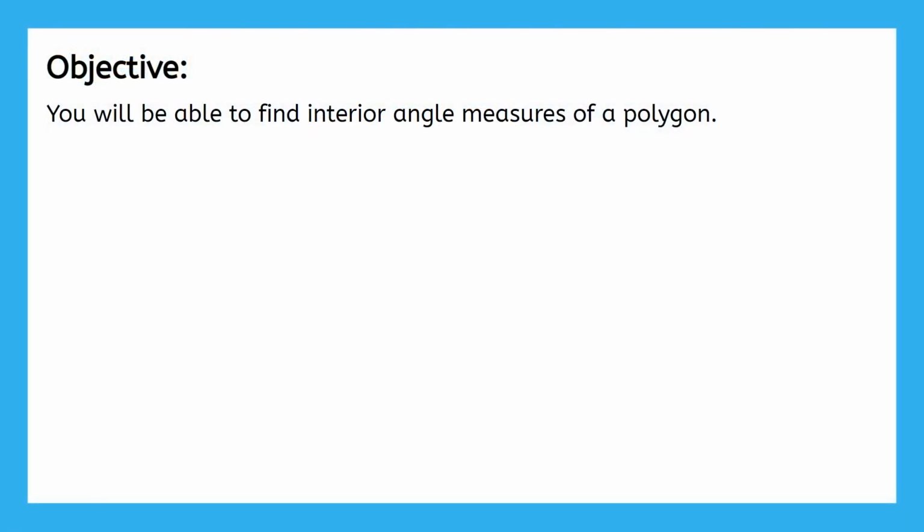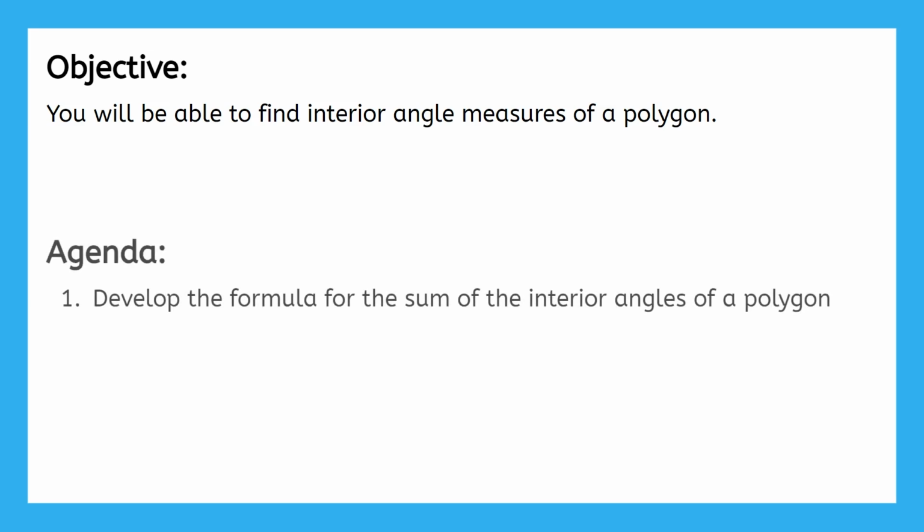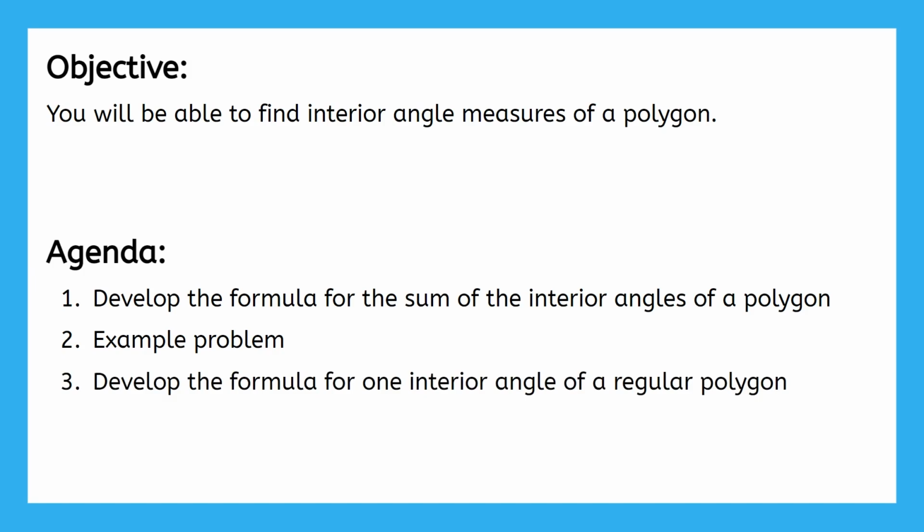By the end of this lesson, you will be able to find interior angle measures of a polygon. First, we'll develop the formula for the sum of the interior angles of a polygon. Next, we'll complete an example problem using this formula, and then we'll develop the formula for one interior angle of a regular polygon, and finally, we'll complete two example problems using that formula.